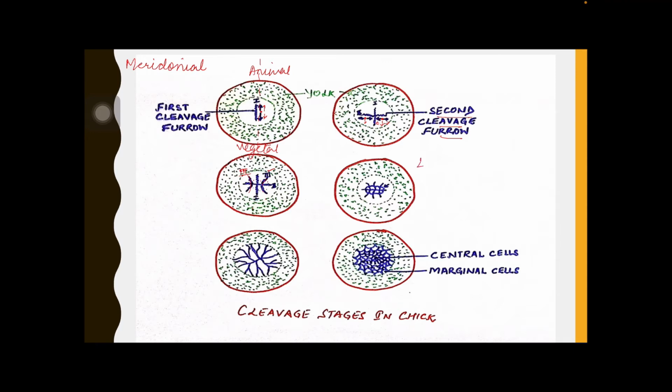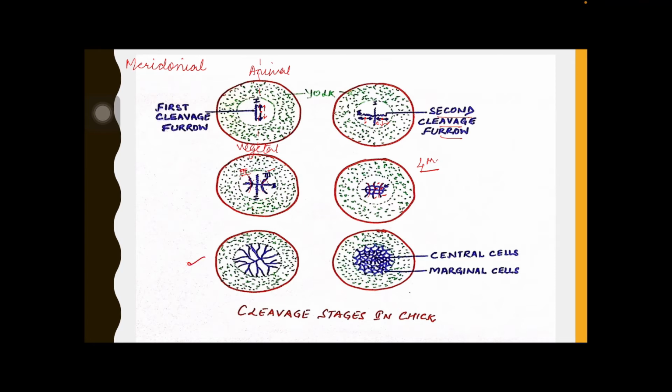Then comes the fourth cleavage. The fourth cleavage is a series of cleavages, and these take place in such a manner that now there are two types of cells. The fourth cleavage series is always vertical and it takes place in such a manner that we now have two types of cells. 8 will be the central blastomeres, and then we have the marginal blastomeres. So these are the marginal blastomeres, right.